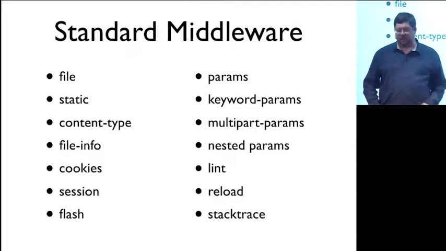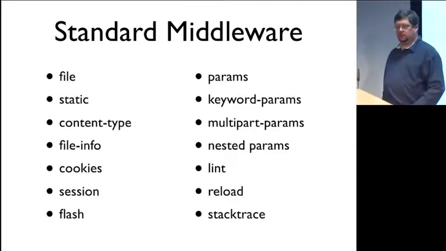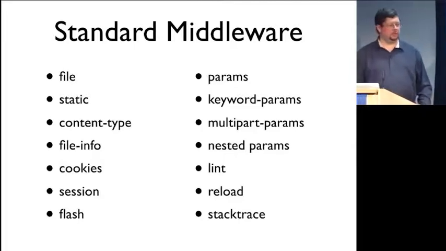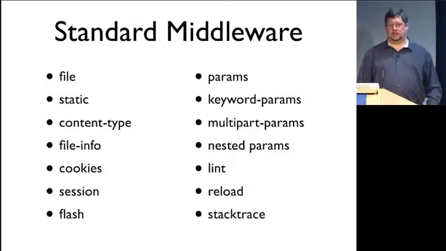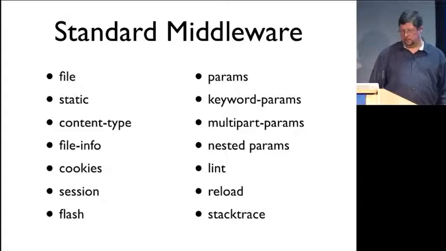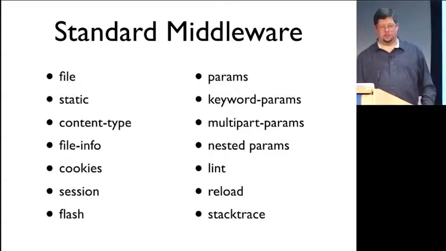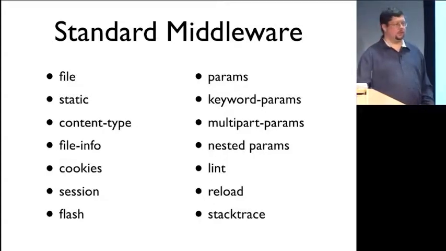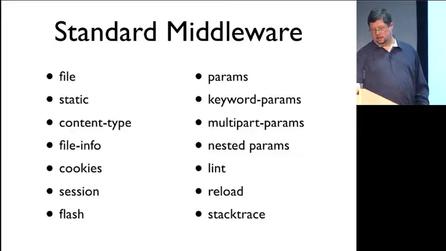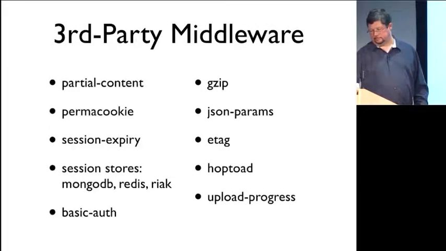And three development middlewares. Lint, which checks to see if your response is well formed and has any extraneous stuff in there that Ring won't be able to deal with. Reload, which makes sure your source files get reloaded on every request. And stack trace, which catches exceptions and gives you a nice stack trace.